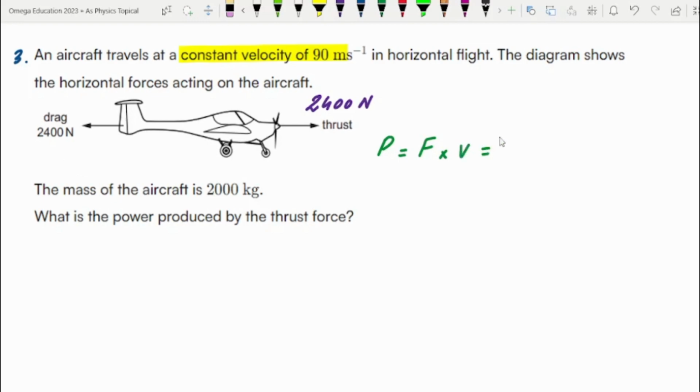And what is the force that is produced by, what is the thrust force? That would also be 2400. So 2400 times the velocity or the speed, which is 90. So if I hit it on the calculator, 2400 times 90, 216,123.